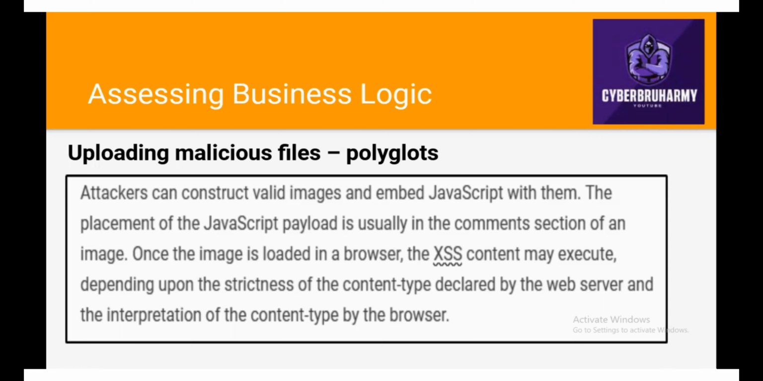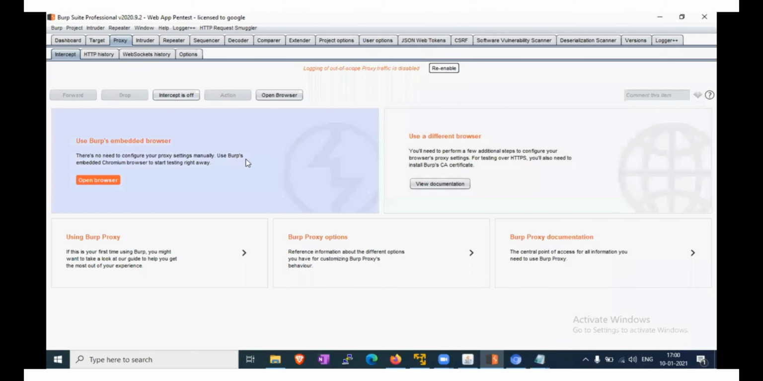Depending on the strictness of the content type declared by the web server and the interpretation of the content type by the browser, by uploading such a malicious file we can also execute XSS on the web server end. For this, we will do the lab first. Uploading malicious file polyglot. So first we are opening our lab.